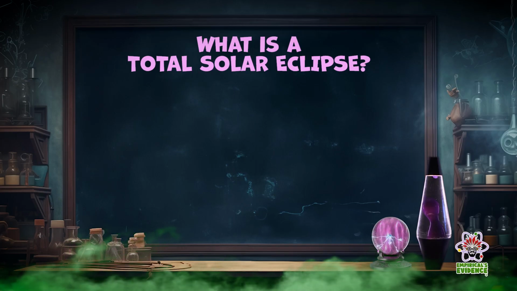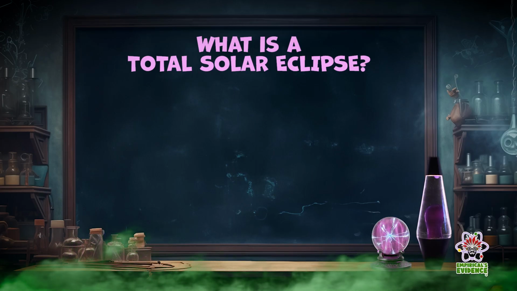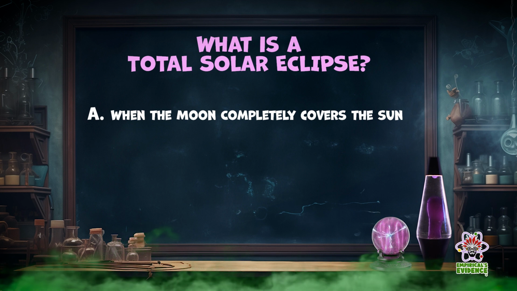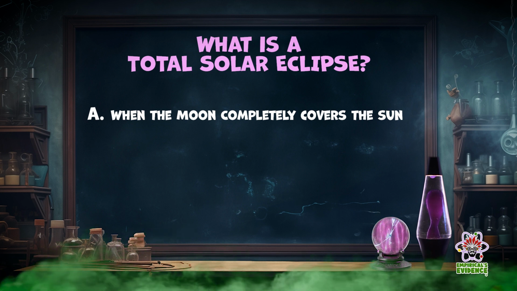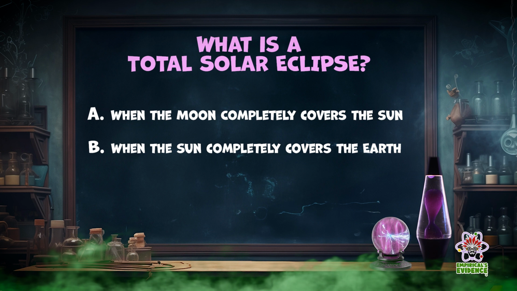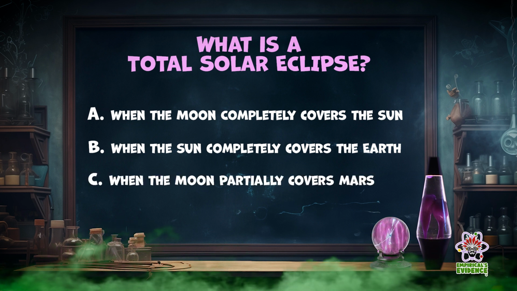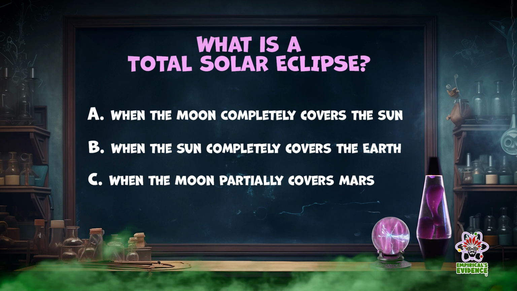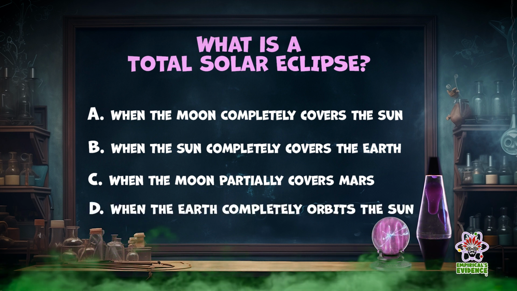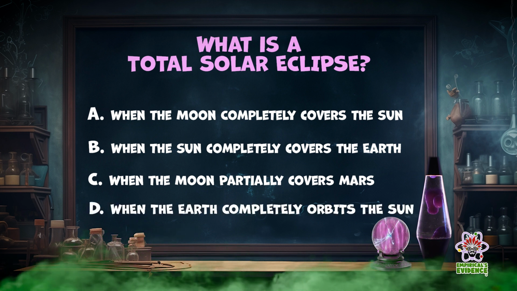Let's see if you're paying attention, scientists. What is a total solar eclipse? Is it A, when the Moon completely covers the Sun? B, when the Sun completely covers the Earth? C, when the Moon partially covers Mars? Or D, when the Earth completely orbits the Sun?